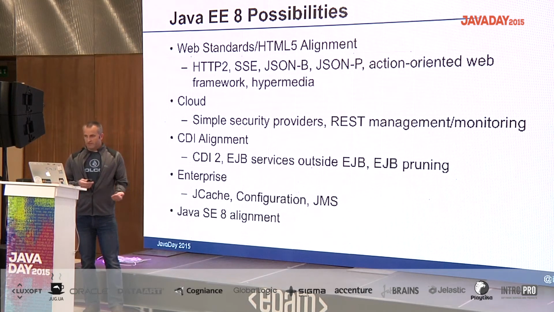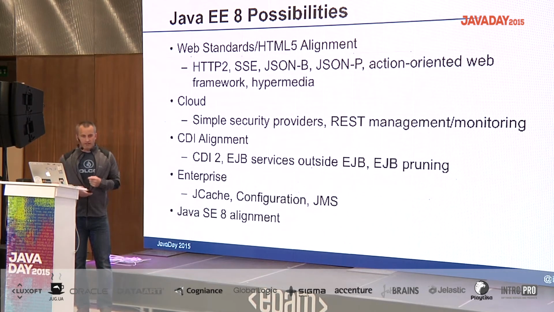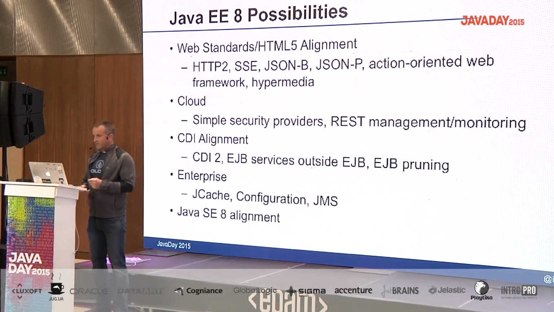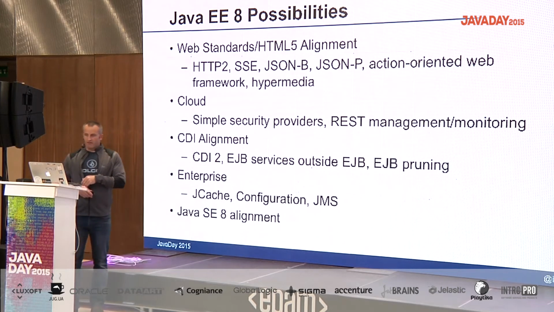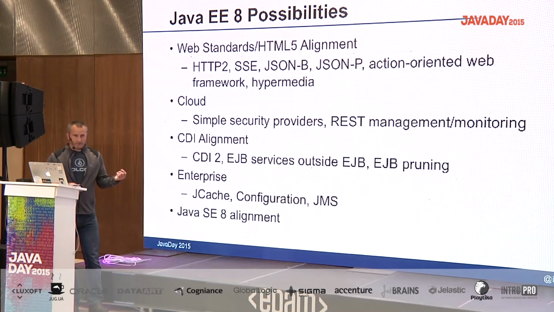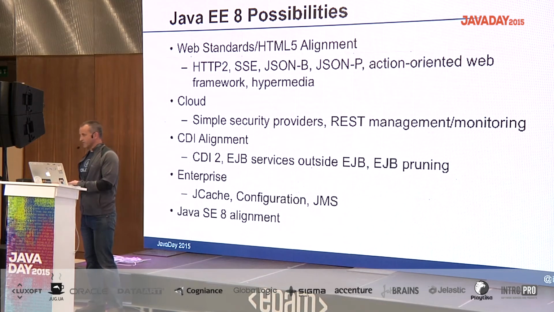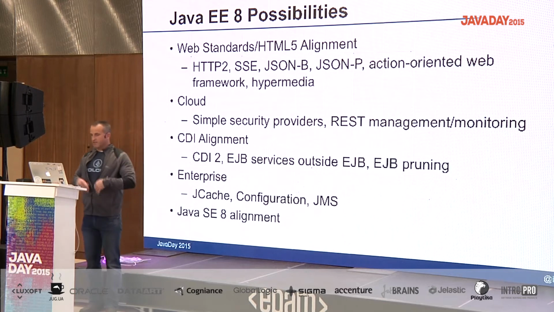So based on the survey, these are the proposed themes for Java EE 8. There will be web standards and HTML5 alignment. We'll support the HTTP2 protocol. There will be changes in the CDI to make it broader across the platform. And cloud support. Amongst other things, the Java EE Security API will make it easier for applications to manage their own security, so it's better cloud enabled.